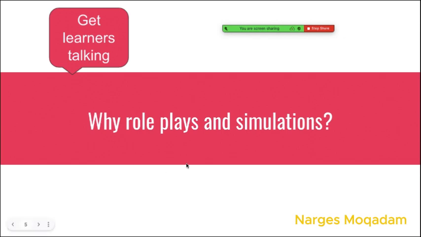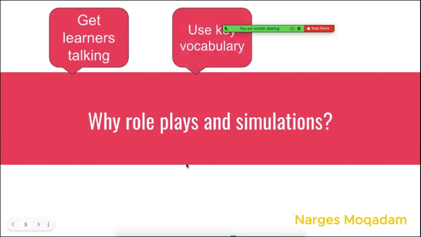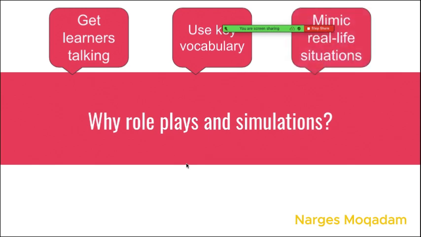The other reason is using key vocabulary, the vocabulary they've probably learned in a passive way, and they are going to put it into practice in an active way through some communication. The next one is that they can mimic real-life situations. In particular, business English learners can practice their own real work experiences.